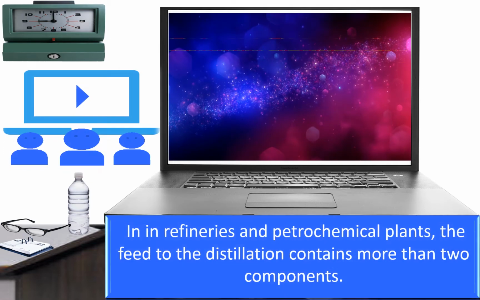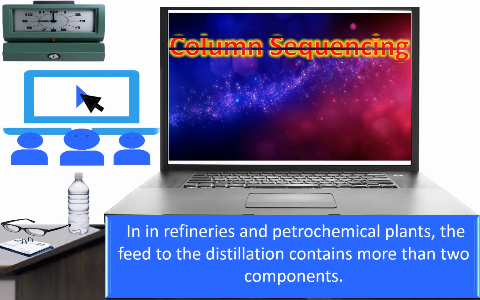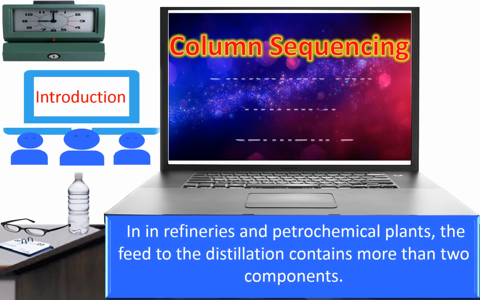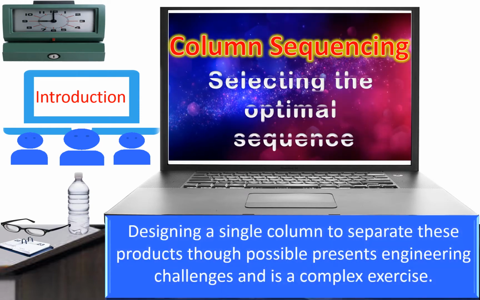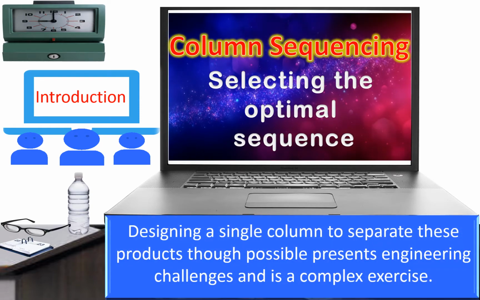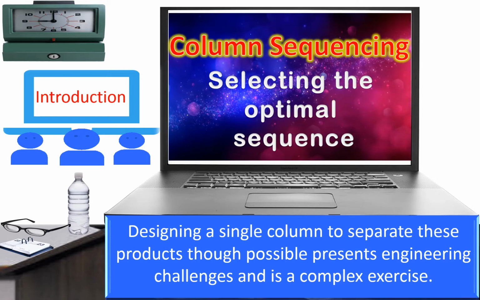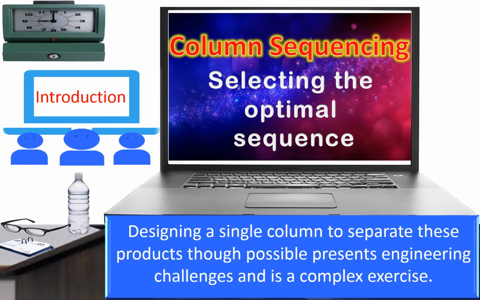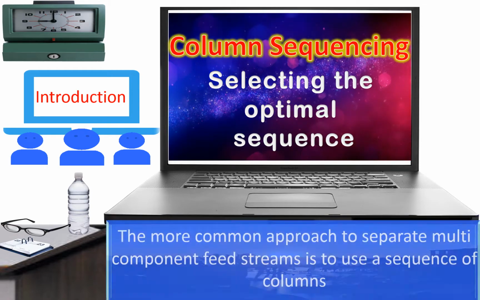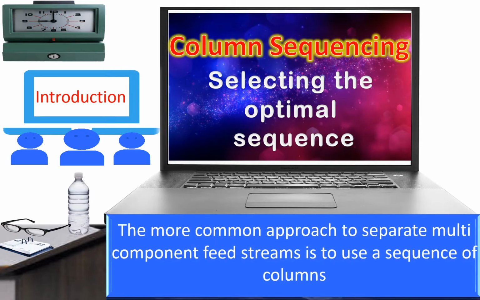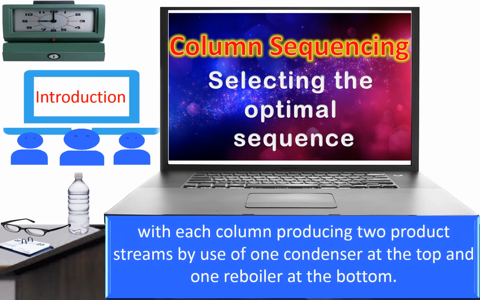In refineries and petrochemical plants, the feed to the distillation column contains more than two components. Designing a single distillation column to separate these products, though possible, presents engineering challenges and is a complex exercise. The more common approach to separate multi-component feed streams is to use a sequence of columns, with each column producing two product streams with one condenser at the top and one reboiler at the bottom.